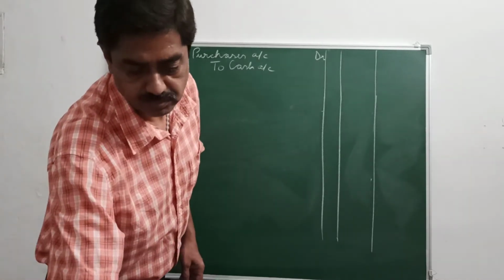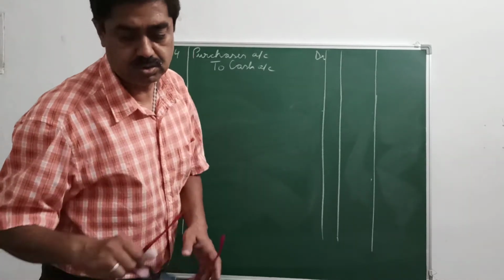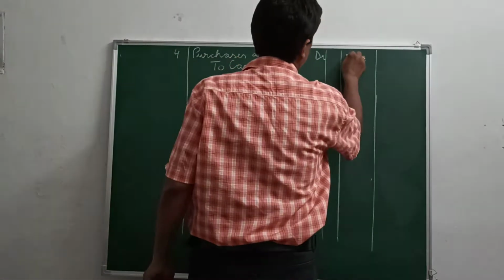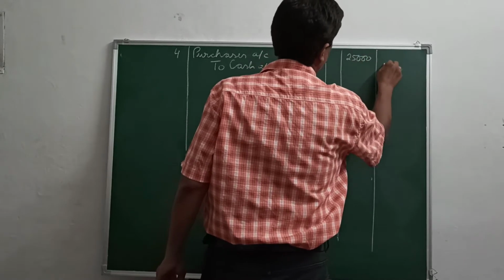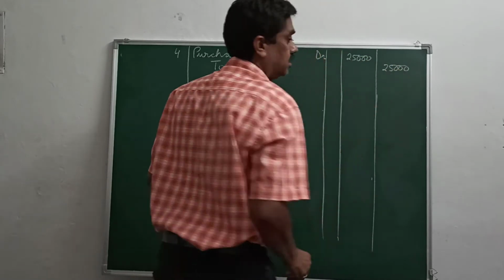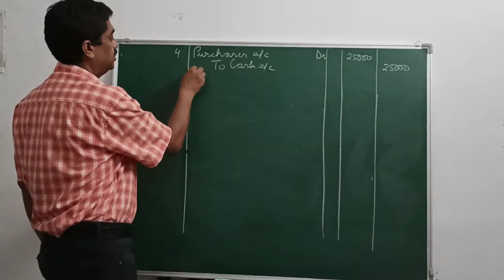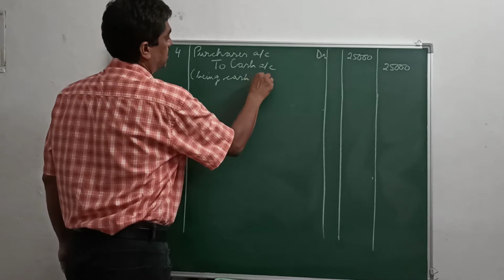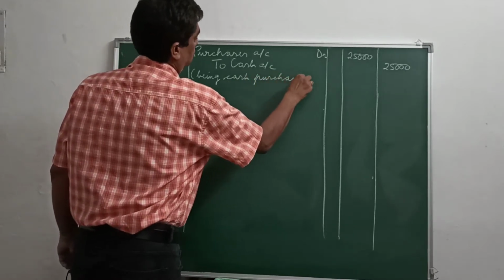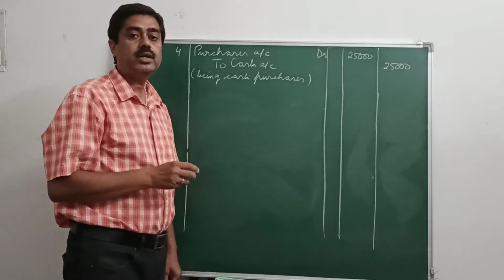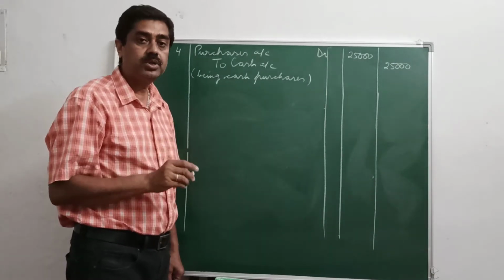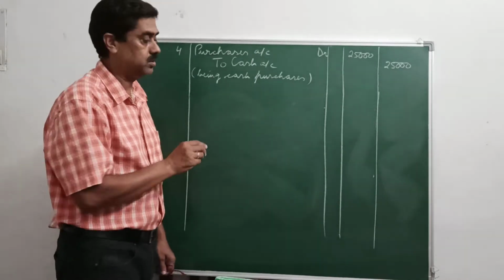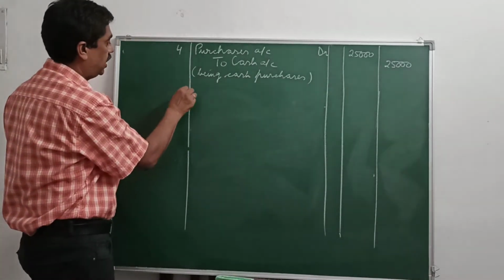Amount being 25,000. Now since it is a cash transaction, narration will be easy to write now. Being cash purchases. That's all. And if you are writing being goods purchased, you have to mention for cash. Otherwise, marks will not be allotted. It's incomplete narration. Next date is, leave a line, 5th.